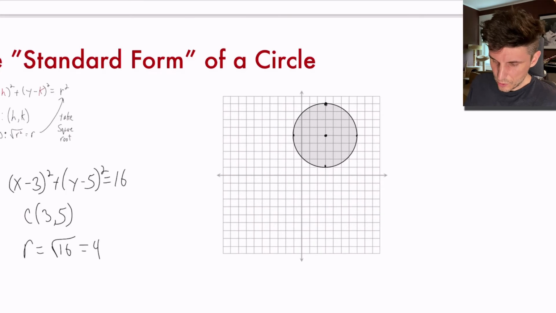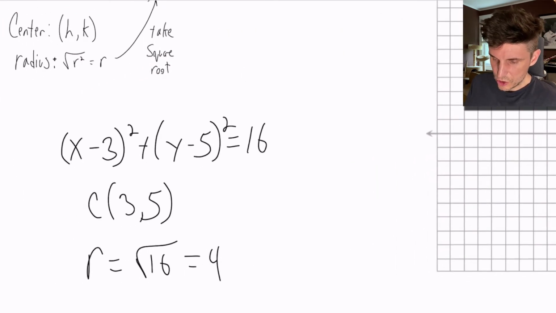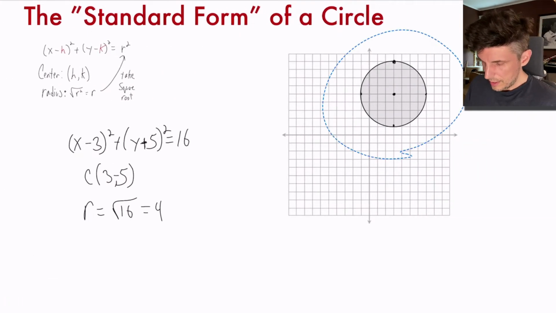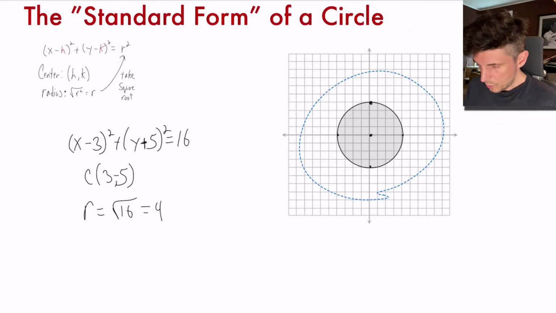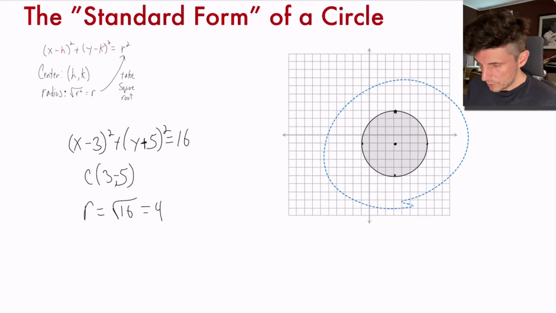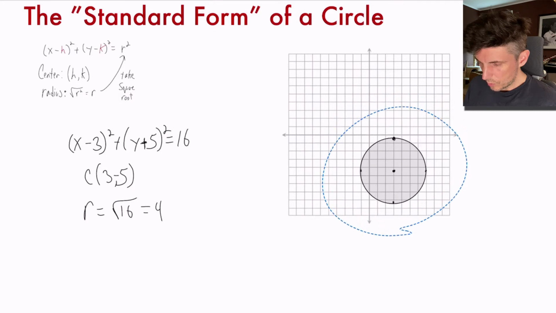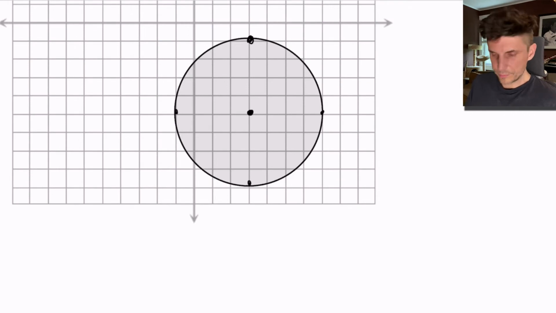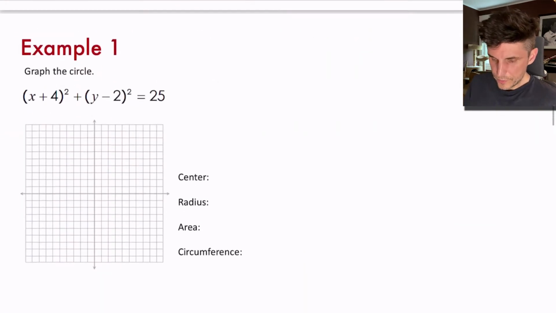So that's pretty much the overall gist of that. If I were to change this to a positive, what do you think would happen? Yeah, this would become negative here. So the center would have been at 3, negative 5. However, the radius would have stayed the same. I would just have to take the circle and move it to 1, 2, 3, 1, 2, 3, 4, 5, and it would have been right there instead. Not a big deal.